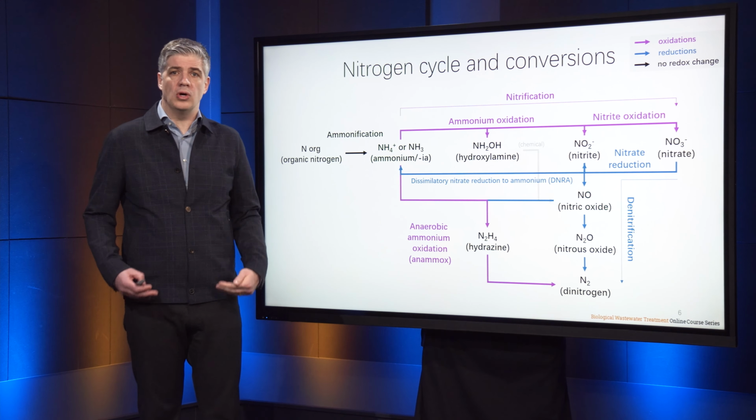Anamox is an interesting pathway combining ammonium as electron donor and nitrite or nitric oxide as electron acceptor. This is displayed here in red and blue in this pathway. It goes through the formation of highly reactive intermediate, hydrazine, that is contained in a special organelle called anamoxosome to protect the anamox cells.